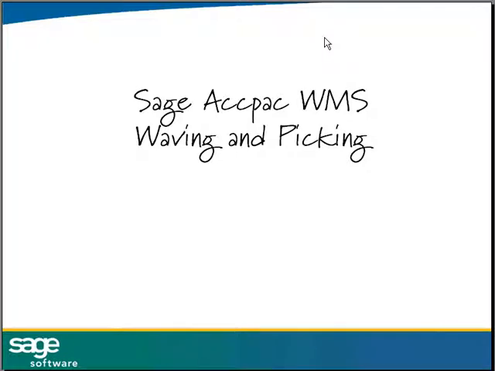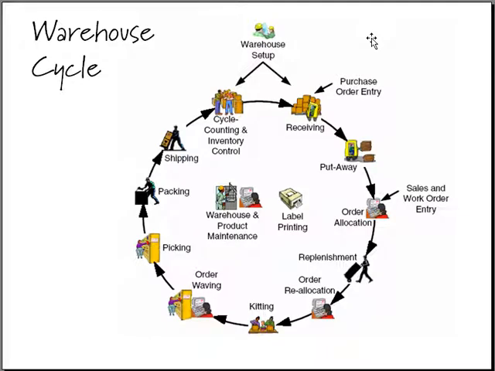Now that the order has been successfully allocated, we can now waive that order and release it to the warehouse staff for picking. In this section, we're going to have a look at how to waive an order, and we're going to go through a demonstration of how to pick that order, and we're going to see that order sent back to ACPAC.